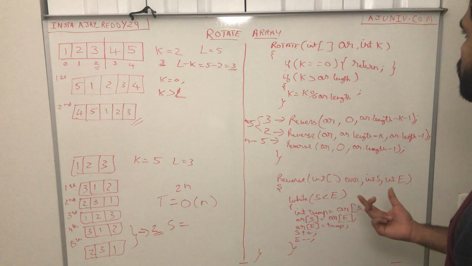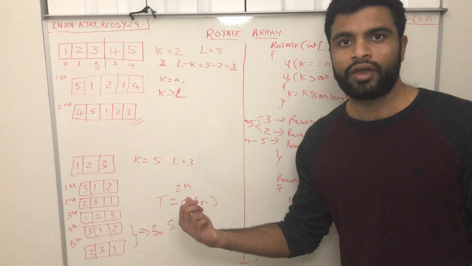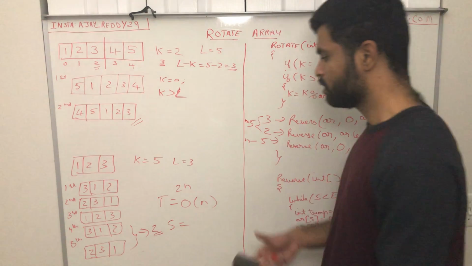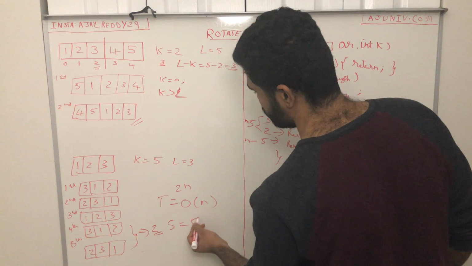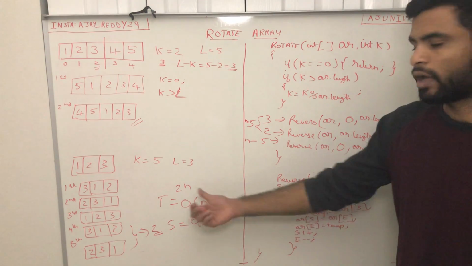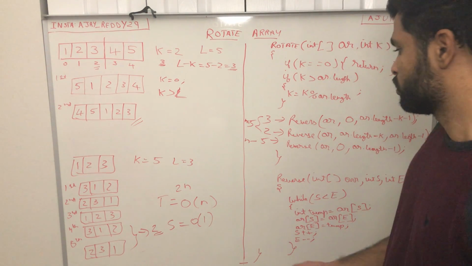Here I'm not using any temporary array or any temporary collection to perform the operation. So it is just constant space, which would be big O of 1. So the time complexity is big O of n and the space complexity is big O of 1.